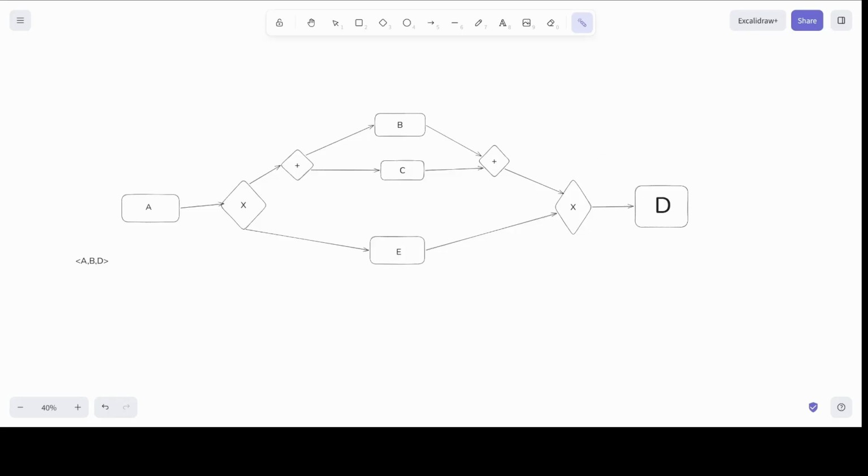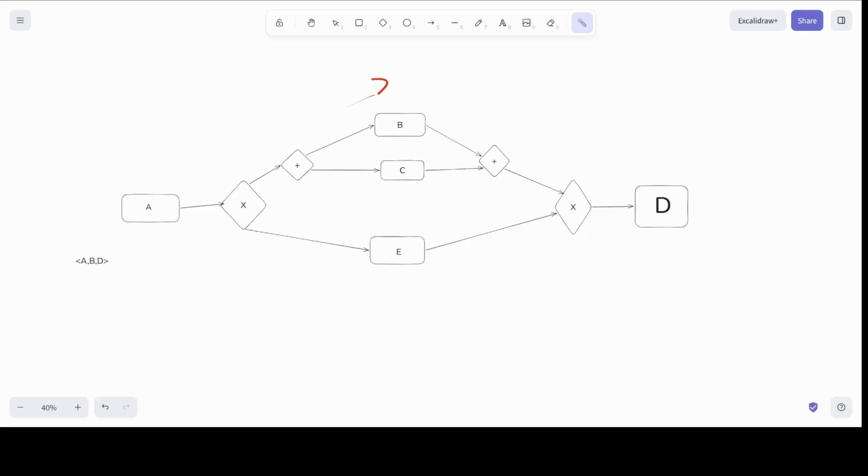The question is, what happens if we have ABD as a trace from the real log system? Because if we look here, ABD, if we follow our model, is not possible. Let's start with A. So no problem. Here we have an XOR choice. So either we're going to choose E or we're going to choose this path. Here we know that we have a B. So we have a B. It means that we followed this choice.